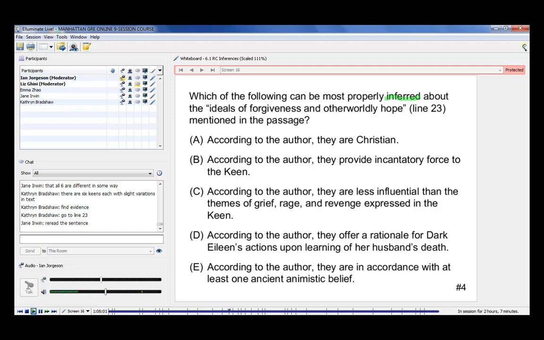So it seems like what they're doing is they're contrasting the wake versus the funeral. And these ideals of forgiveness and otherworldly hope end up being part of the funeral stuff, right? This is the funeral. Okay, so if we're contrasting the wake versus the funeral, let's read one more sentence. Tell me one more sentence I should read that gives me the answer that I can infer. What do you think, Catherine?